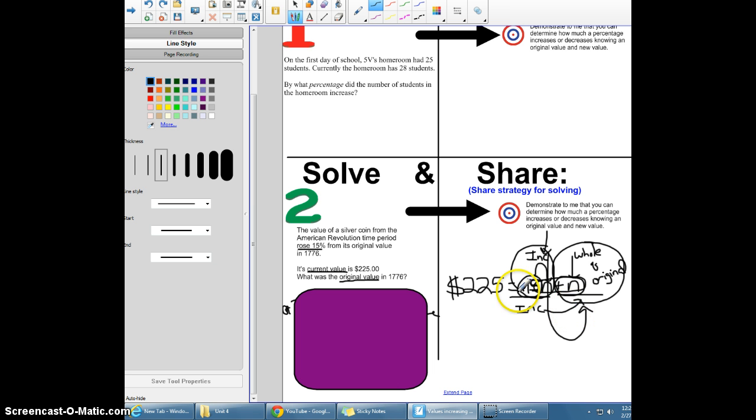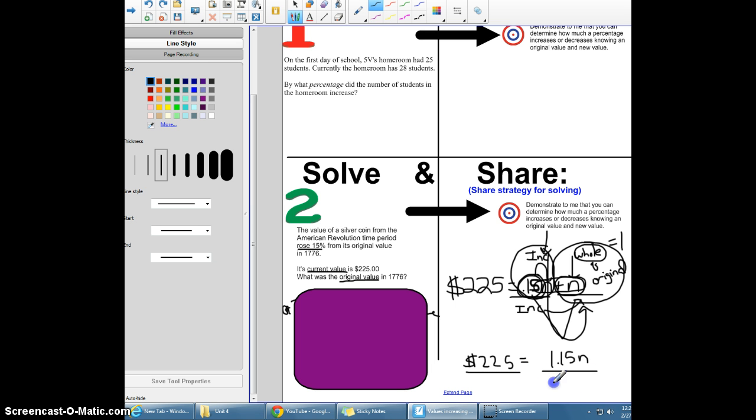$225 is equal to 15 hundredths, or 15%, times n plus n. This mathematically is written as 1 and 15 hundredths n, because you've got 15 hundredths and you've got this whole, which is equal to 1. So here's your 15 hundredths, here's your 1 whole. $225 is equal to 1 and 15 hundredths n.